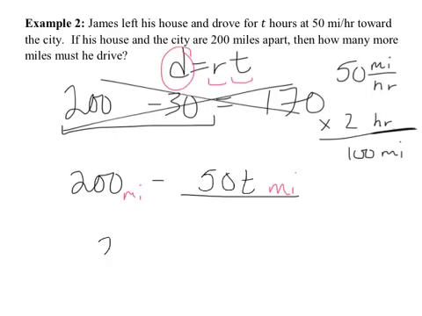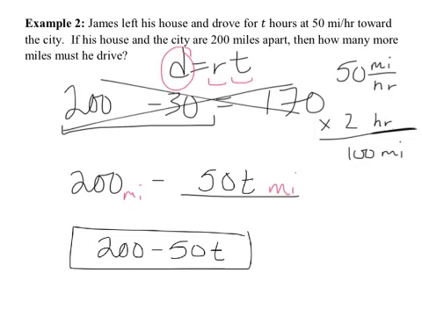So the expression that represents how many more miles he has to drive would be 200 minus 50t. What could you say here? Think about it for a second. You can't have t be greater than 4, because then he would go further past the location. Once 4 hours go by at 50 miles an hour, James has already driven the full 200 miles. So t can't be bigger than 4 in this case, because our answer can't be negative for the amount of miles left, meaning past the destination.